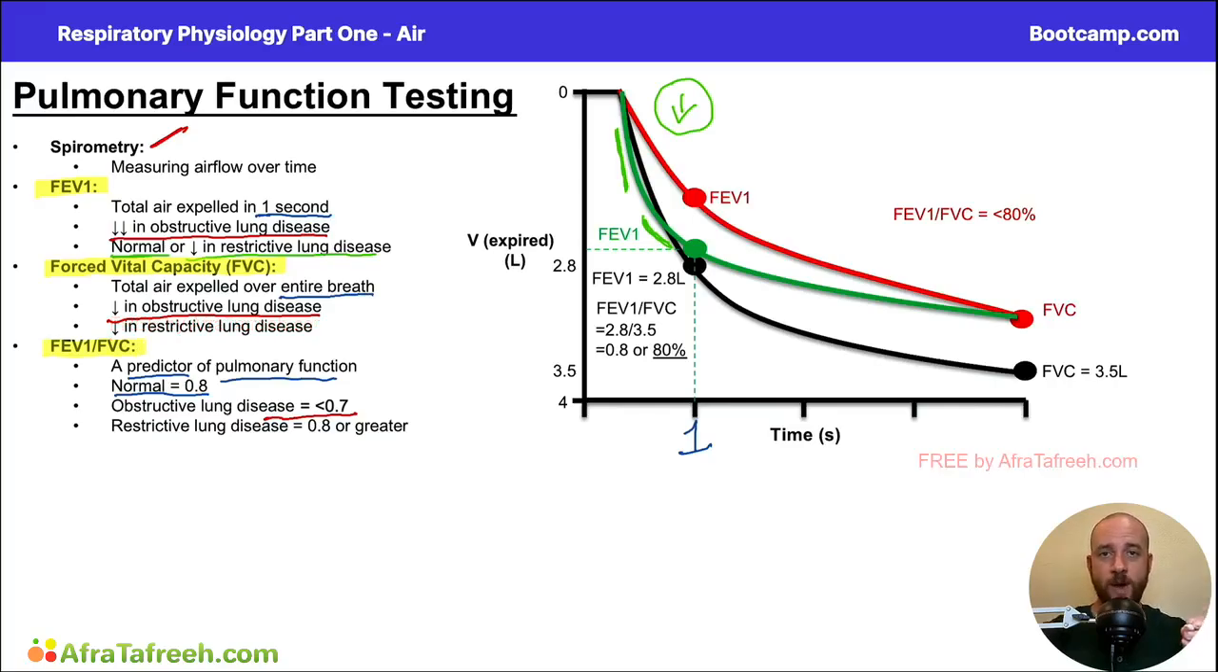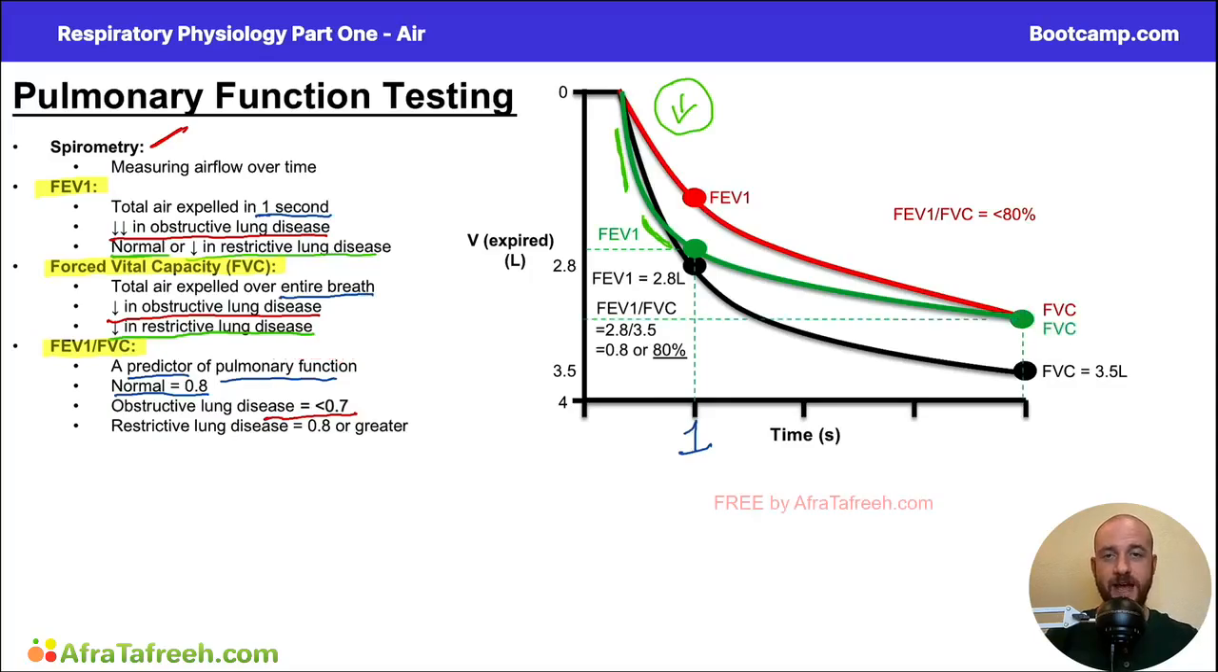However, the main takeaway for restrictive lung disease patients is that maybe they'll have slightly decreased FEV1, however, their FVC, or their forced vital capacity, is definitely going to be decreased. And that's because they can't really blow out that much air over their entire breath because they don't have that much air to begin with. So maybe these patients will blow out air fairly quickly, however, the curve is going to taper off very quickly as well because they're blowing out almost all of their lung volume down to the residual volume. So we'll just add in our FVC point here.